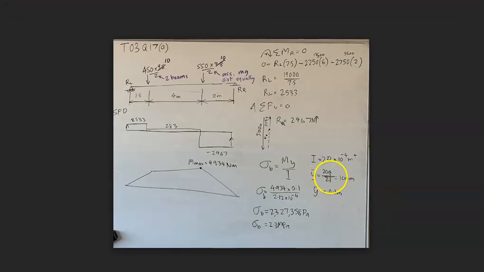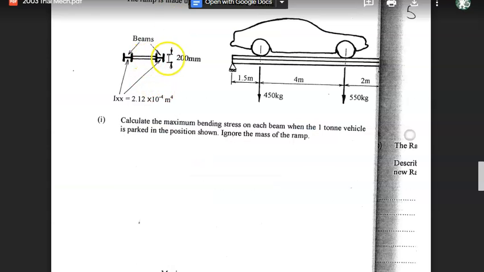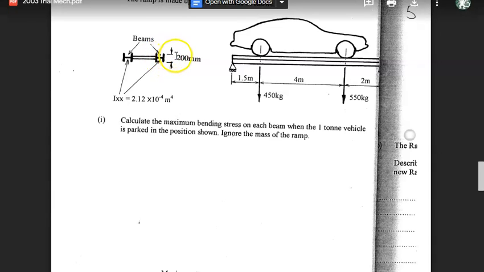y is equal to half of 200, because it's a symmetrical section. Sorry, it's not a rectangular section. Because it's a symmetrical section, we can say that y is half of 200, and the I value is, as we can see there, given. Ixx is, funnily enough, given this orientation, in fact the Iyy that you would look up in the book, but I don't want to confuse you, so we're just going to know that it's the second moment of area.